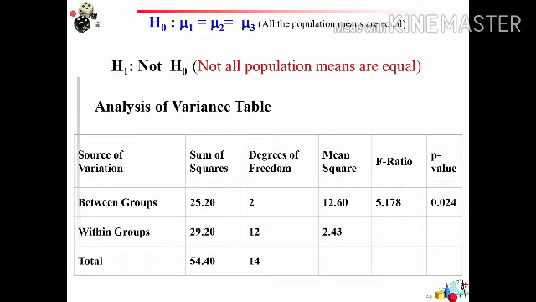Here you can see the ANOVA table, and at the end of the ANOVA table we will get the F ratio, and also the p-value. Here the p-value is 0.024. What do we mean by 0.024? The p-value is less than 0.05, so we reject the null hypothesis. That is, there is a difference in the population means.